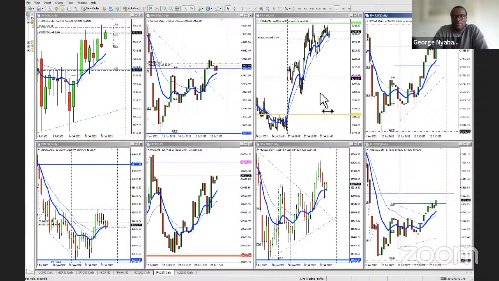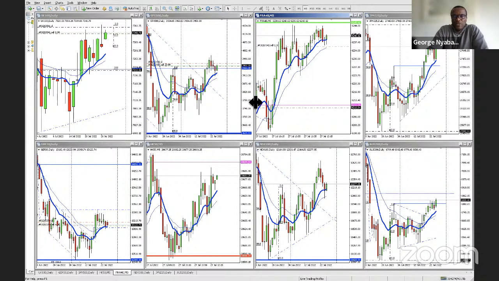So all 8 charts are up. Remember, we don't necessarily have to trade all of the 8 charts. But what is interesting, let's start with the Aussie 200 for guys who are trading that.